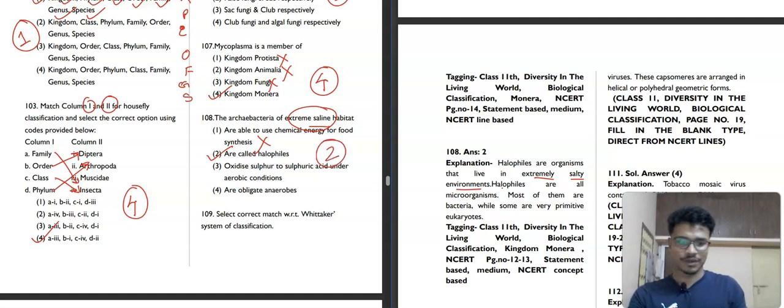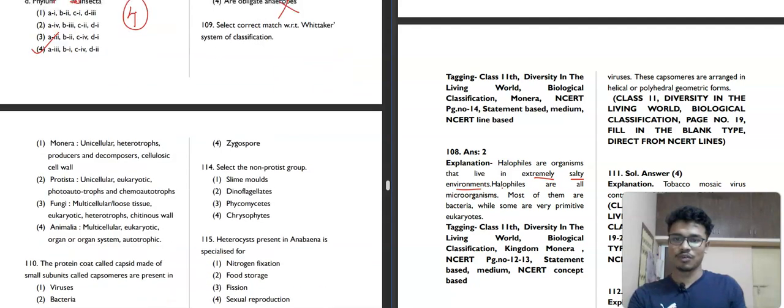Also read the other options as well. Oxidize sulfur to sulfuric acid under aerobic condition? No, it's not correct. Are obligate anaerobes? It is also not correct. So the only thing that is correct here is are called halophiles. Now we'll move towards question 109.